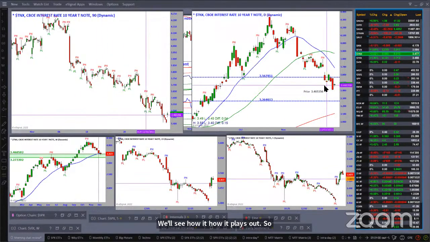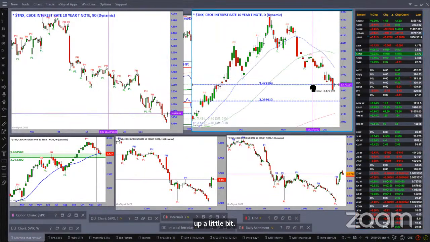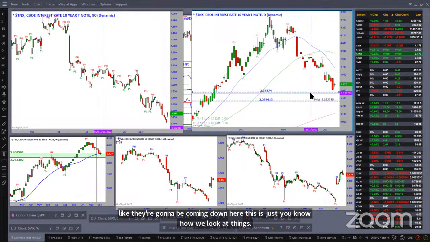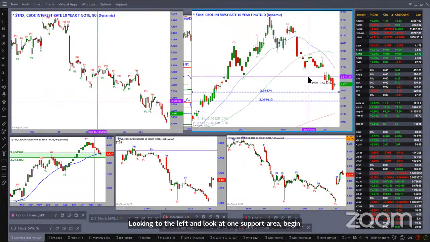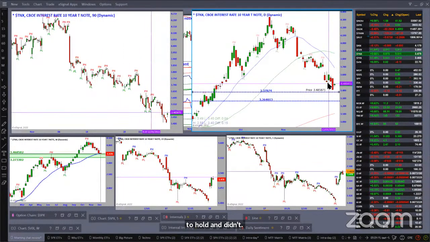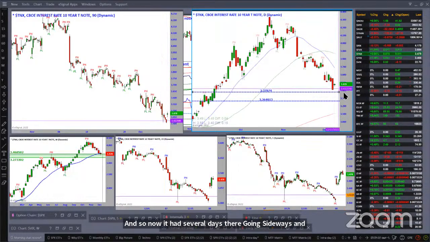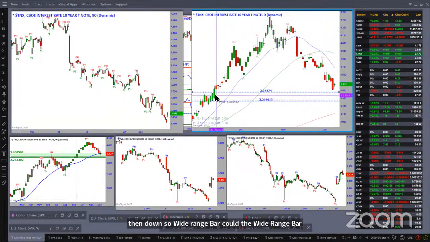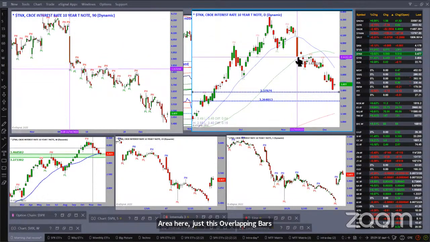So interest rates are up a little bit. Looks like they're going to be coming down here. This is just how we look at things, looking to the left, and look at one support area, begin to hold, it didn't. And so now it had several days there going sideways and then down. So wide range bar. Could the wide range bar be an ending bar? And so while we got this support area here, just these overlapping bars, this is an igniting wide range bar, which says, hey, prices are going lower.